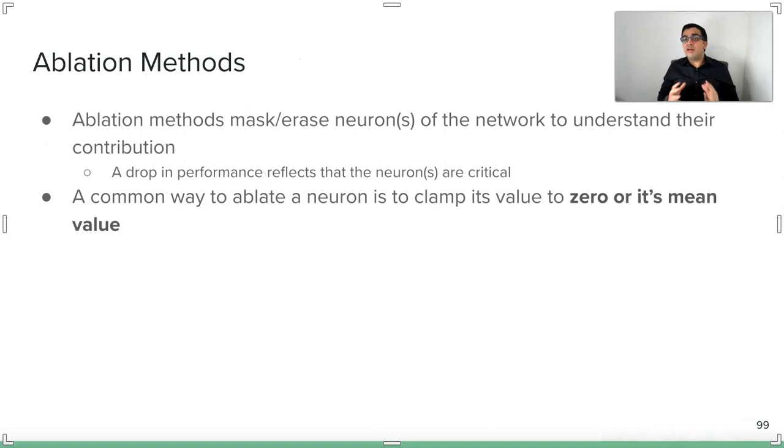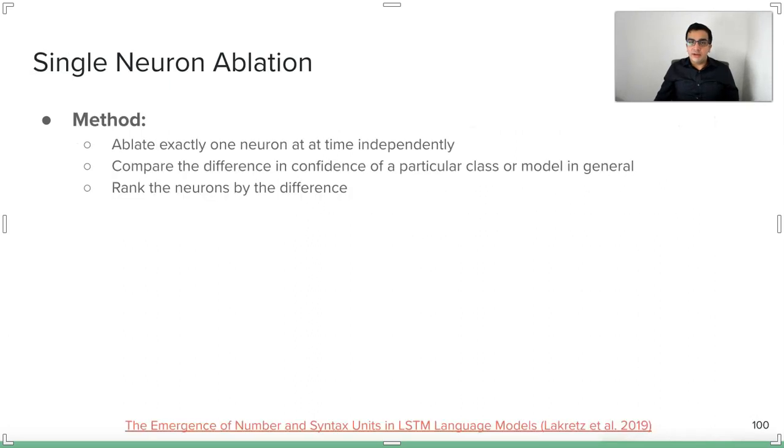Ablation methods are arguably the simplest of the unsupervised methods. The key idea here is to mask or erase some neuron or groups of neurons and compare the drop of performance when compared to using all neurons without any masking. A common implementation of this erasing of neurons in a network is to clamp the neuron's value to 0 or its mean value on the given corpus. Both of these methods effectively reduce or eliminate the neuron's function in the network.